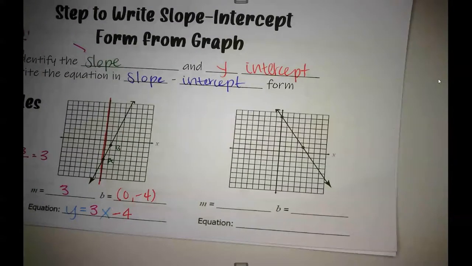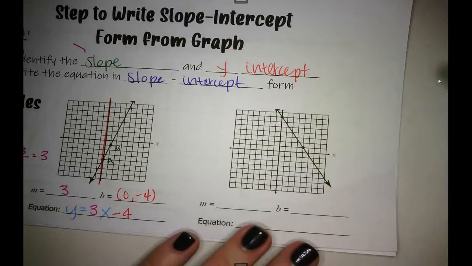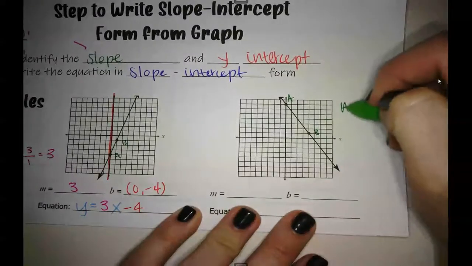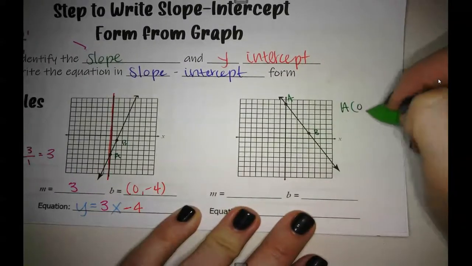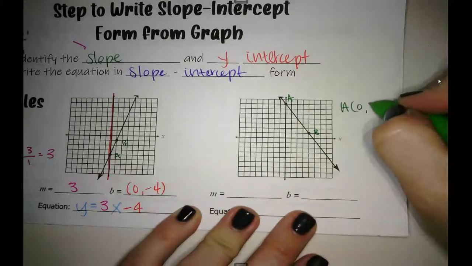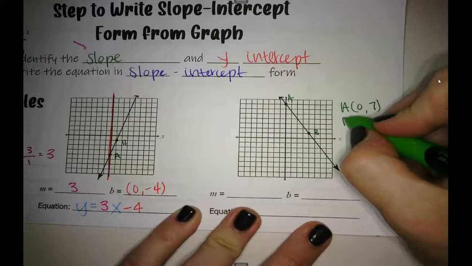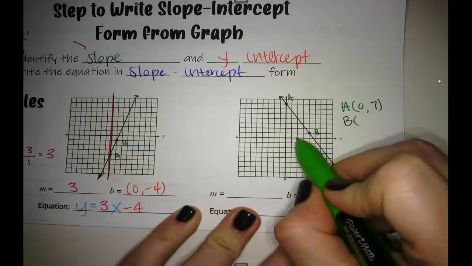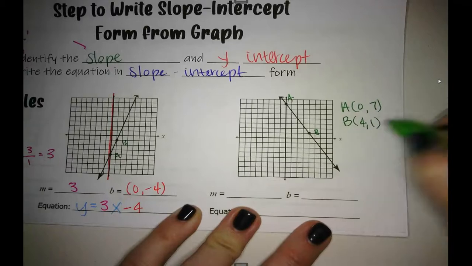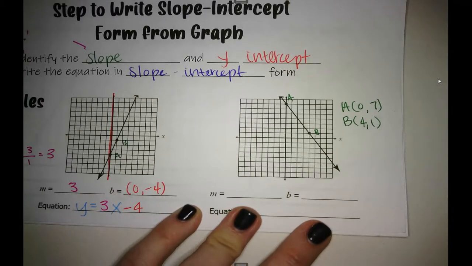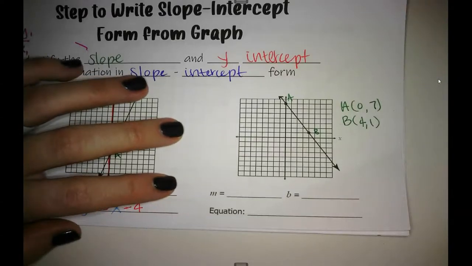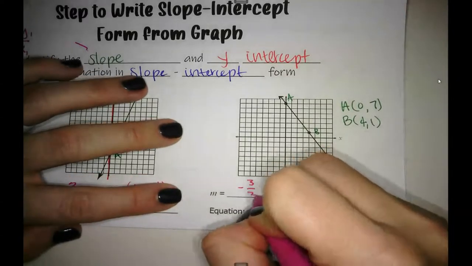All right, let's try another one. Let's identify these 2 points that are given. I'm going to label them A and B. A, we don't go left or right. We go 1, 2, 3, 4, 5, 6, 7 up, so it's positive. B is at 1, 2, 3, 4. I went right, so positive, up 1. So then when I do this math, this ends up being -3/2.